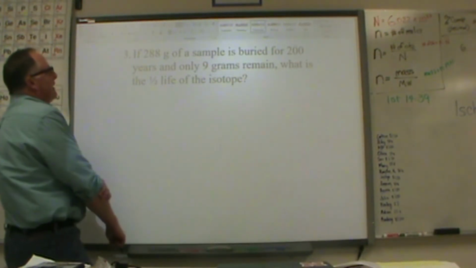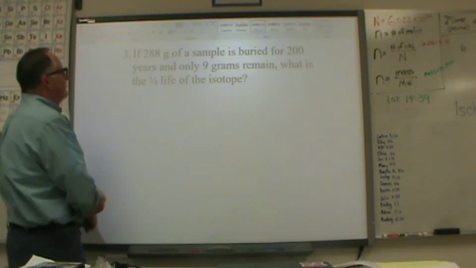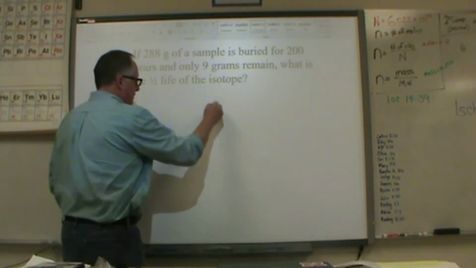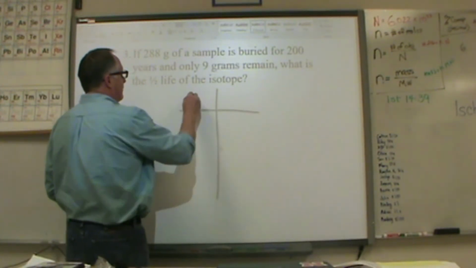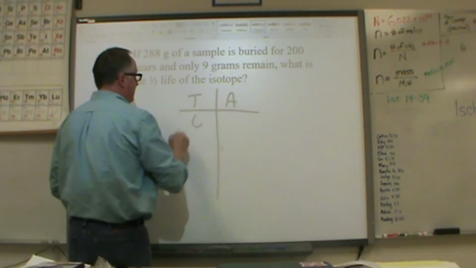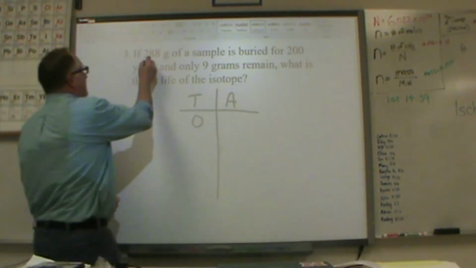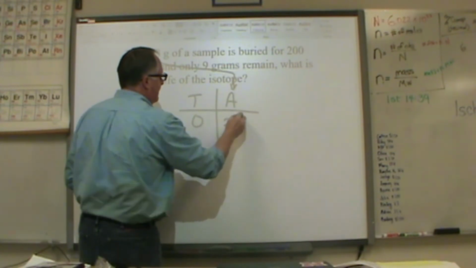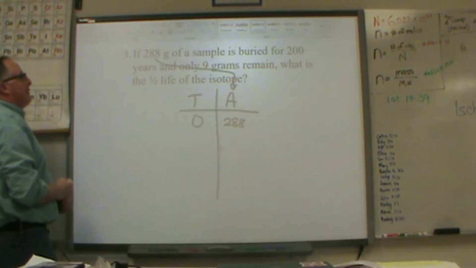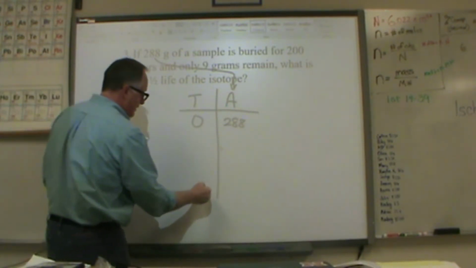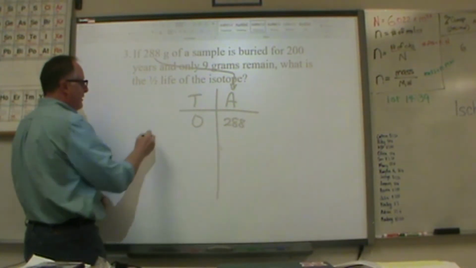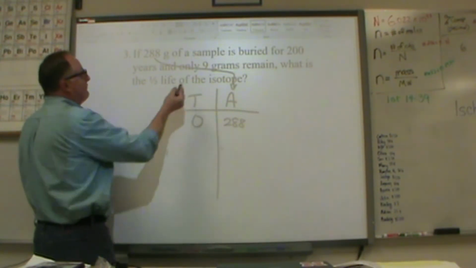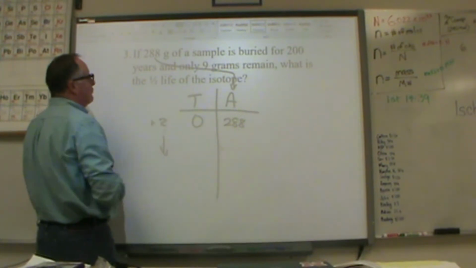If 288 grams of a sample is buried for 200 years and only 9 grams remain, what is the half-life? So time, amount, 0. We start with 288 at time 0, and it's buried for 200 years, so I know I'm going to end up at 200 down here, but I don't know what to count up by. Here I don't know that again. But I've only got 9 grams left after the 200 years.